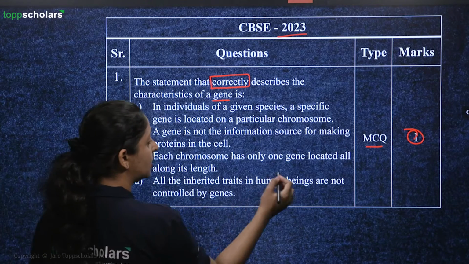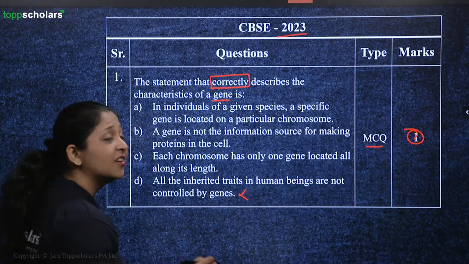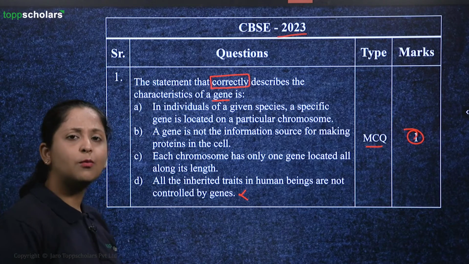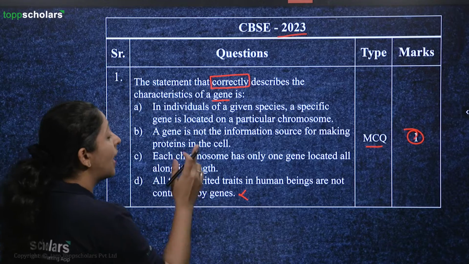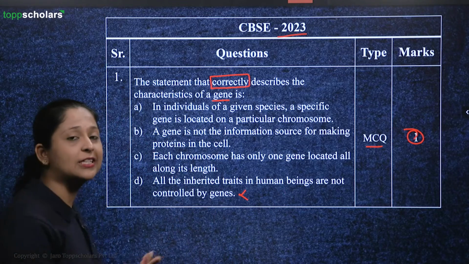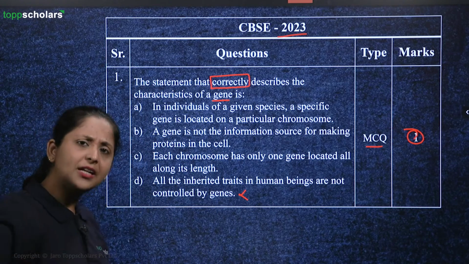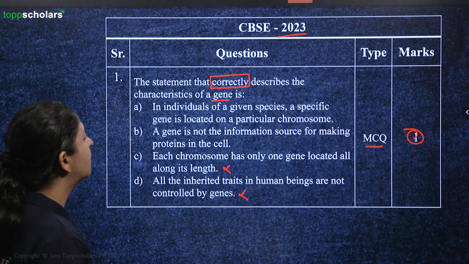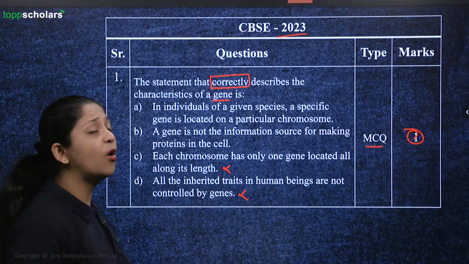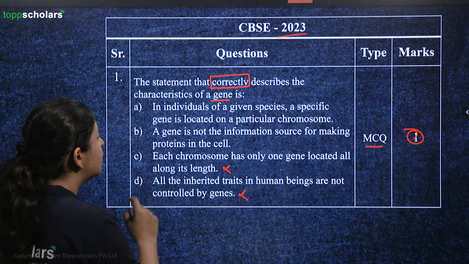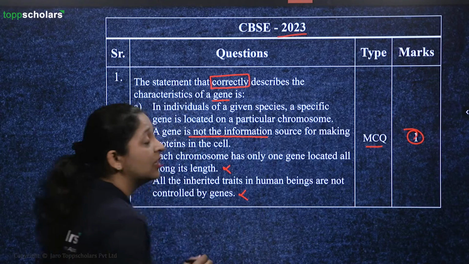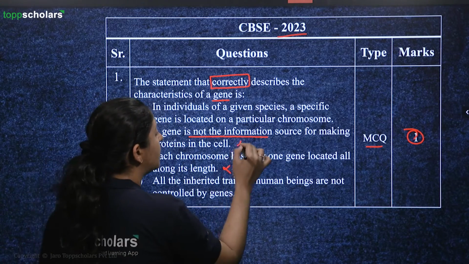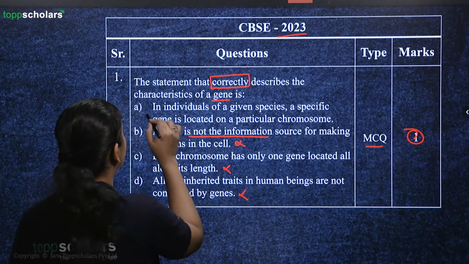All the inherited traits in human beings are not controlled by the genes? Genes will control everything. Your genes are what get inherited. Eliminate that option. Each chromosome has only 1 gene located all along its length? No, a chromosome can have multiple genes, right? So again, eliminate this option. In an individual of a given species, a specific gene is located on a particular chromosome. And a gene is not the information source? Gene is the information source. Gene is responsible to make all the proteins in the cell. Eliminate that option. You got your answer.